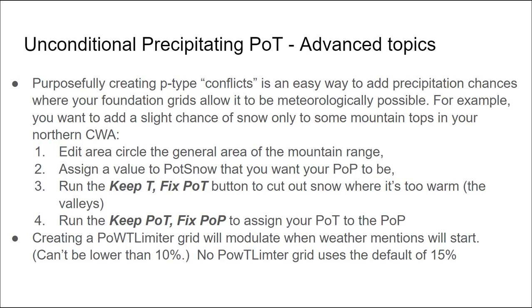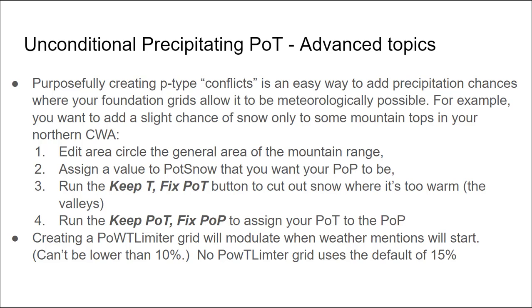This is accomplished by just drawing an edit area to circle the general area of the mountain range, assign a value to pot snow that you want your pop to be, run the Keep T Fix Pot button to cut out the snow where it's too warm, in other words, where the valleys are, then run the Keep Pot Fix Pop button to assign your pot value to the pop.